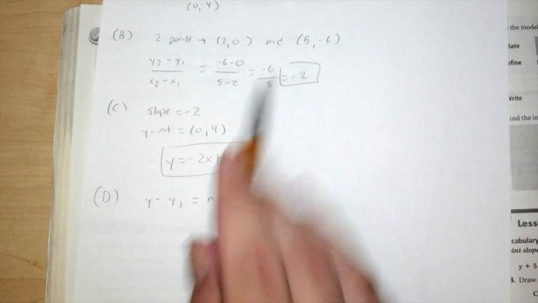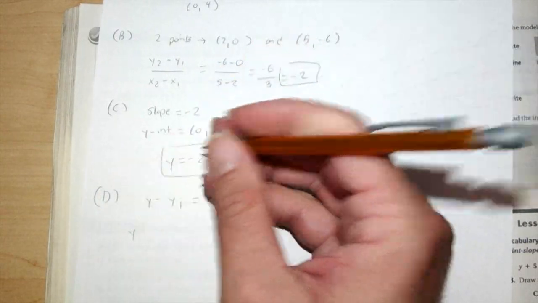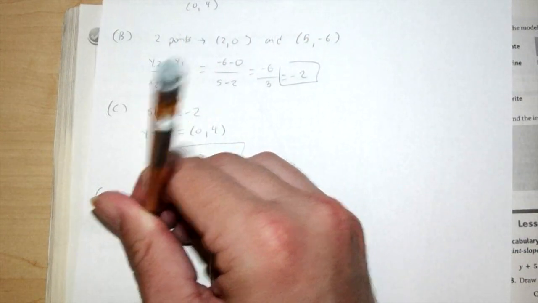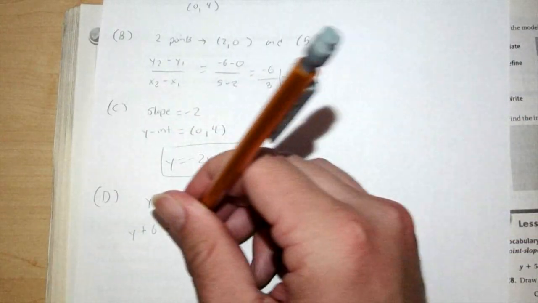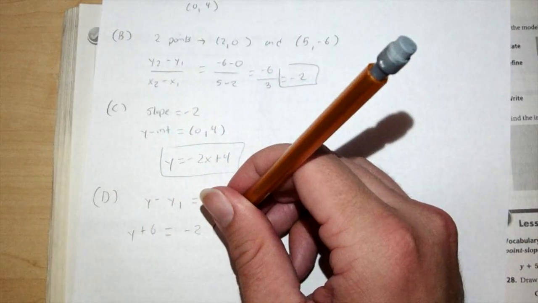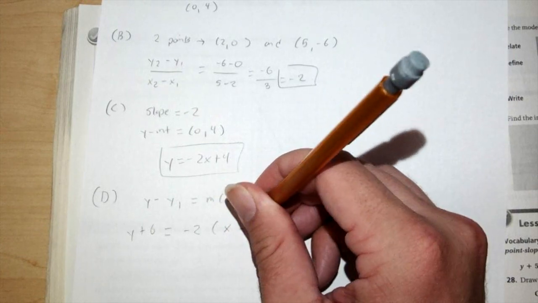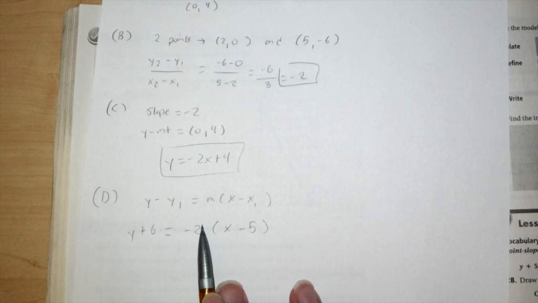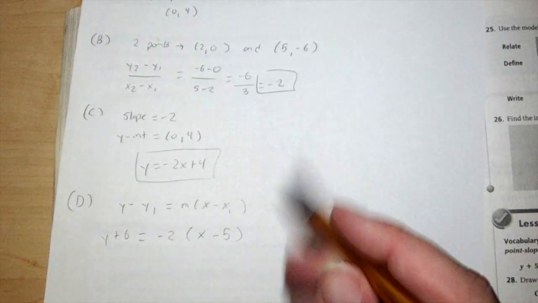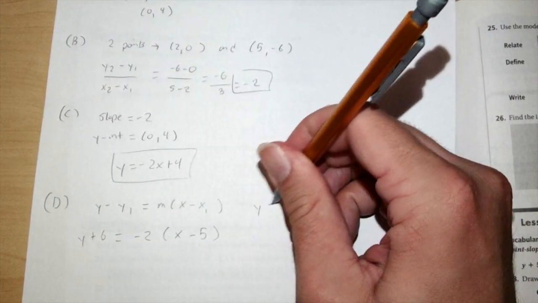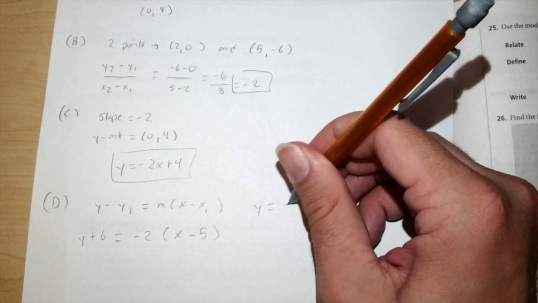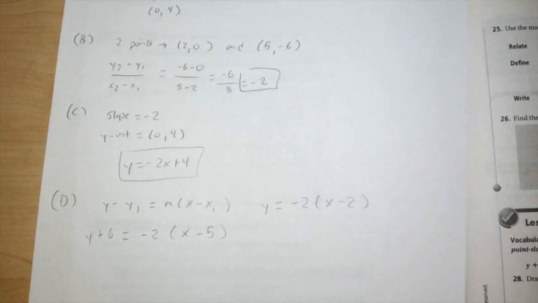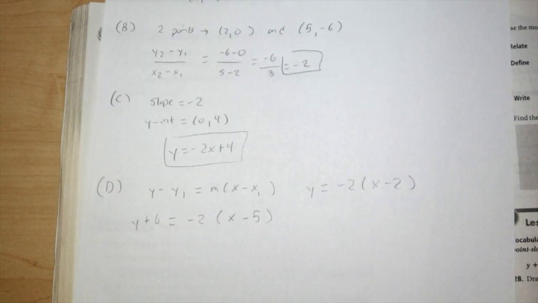So if I were to plug in this, for example, the y value is -6, so minus a negative becomes positive. The slope is -2. And the x value was 5. So that would be valid. But if you wanted to plug in this instead, the y value was 0, so it becomes y equals -2 times x minus 2. Okay? So that would be how you could put it in that form.